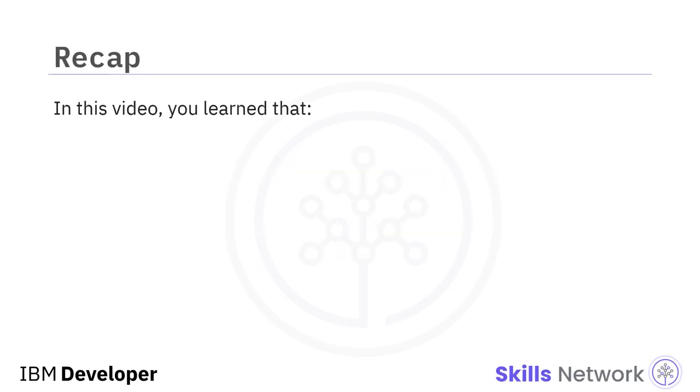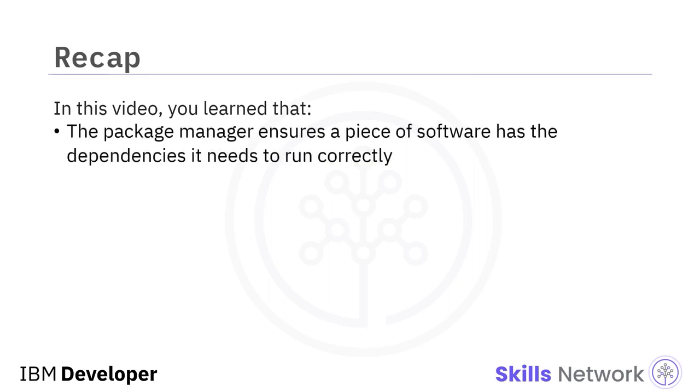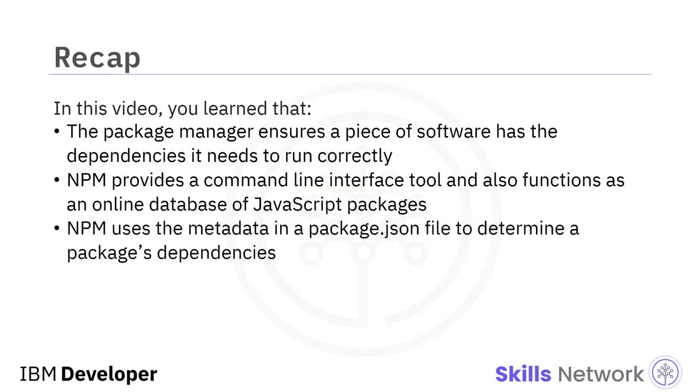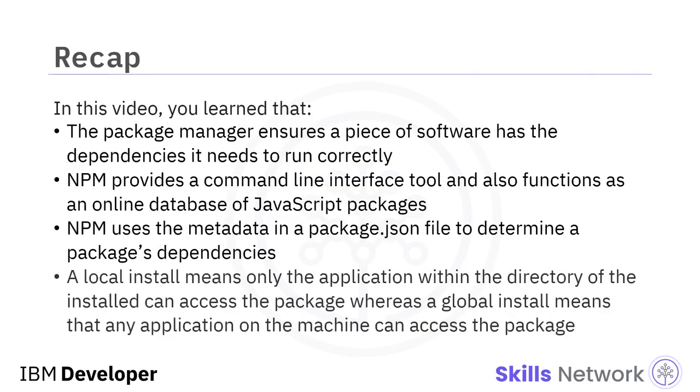In this video, you learned that the package manager ensures a piece of software has the dependencies it needs to run correctly. NPM provides a command line interface tool and also functions as an online database of JavaScript packages. NPM uses the metadata in a package.json file to determine a package's dependencies. And a local install means only the application within the directory of the installed package can access the package, whereas a global install means that any application on the machine can access the package.